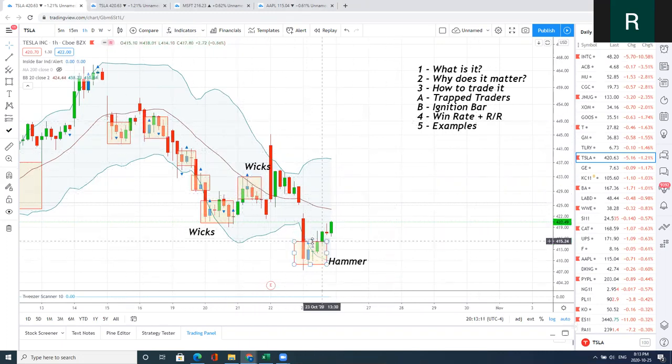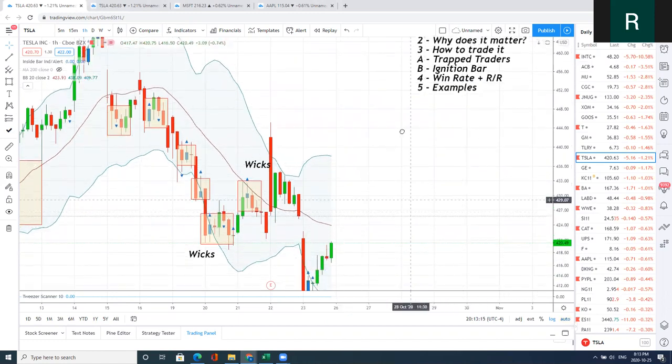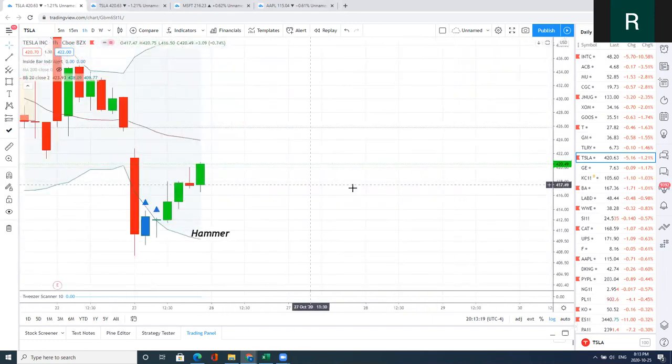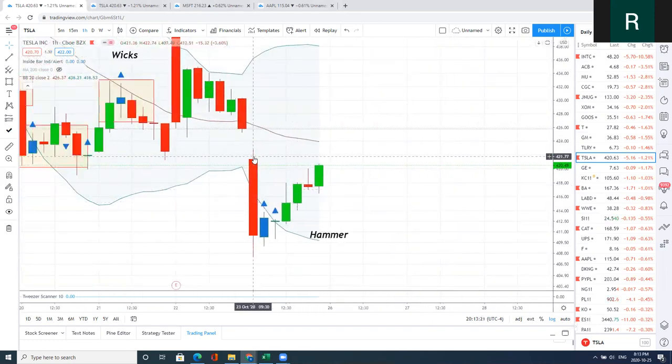All right. So an inside bar is a candle that is within the previous candle's range. You could see using Tesla as an example, this is October 23rd. We had this big red bar selling right off at the open, and then the next candle, in blue, was inside of this range. Whenever we have a candle inside of the previous range, we call that an inside bar.